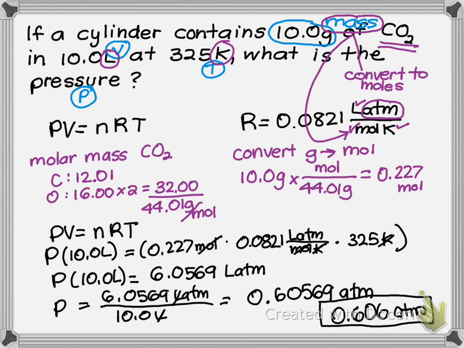So then in summary, in this case, they gave me the mass of the carbon dioxide, but to use the ideal gas law, I need to have moles. So I first had to use the molar mass of carbon dioxide to convert to moles, and then once I did that, I could go ahead and plug into the ideal gas law.